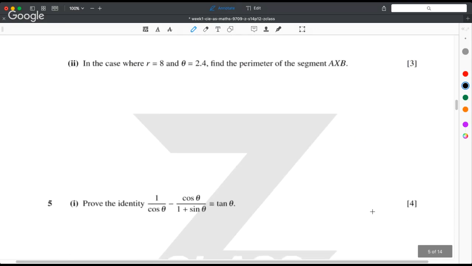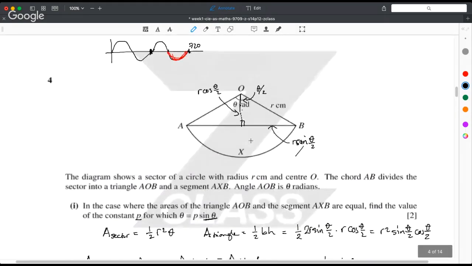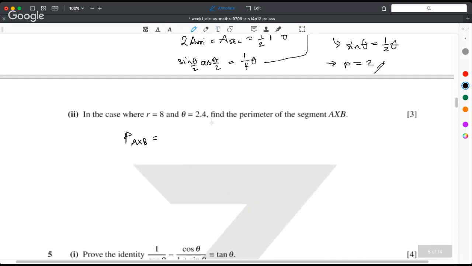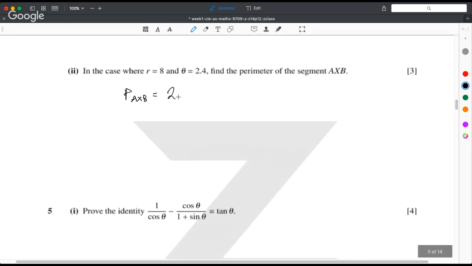Okay. Question 2. Well, this is actually very straightforward. The perimeter of AXB, if you look at the diagram, is just going to be 2 copies of this r sine theta over 2 plus the arc length, which you can find from the formula booklet, is r theta. So we have 2 copies of r sine of theta over 2 plus r theta, and then you just plug in r and theta.